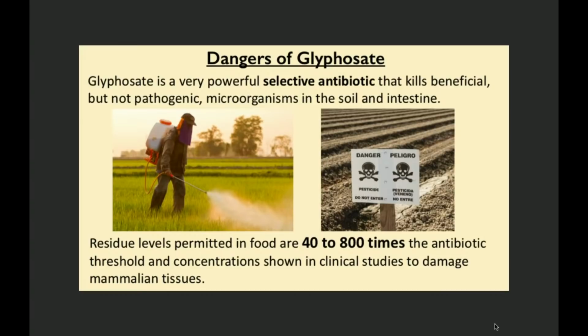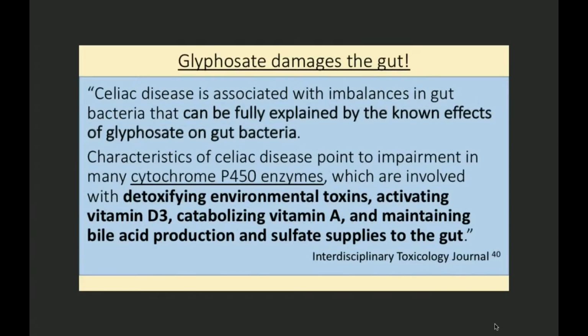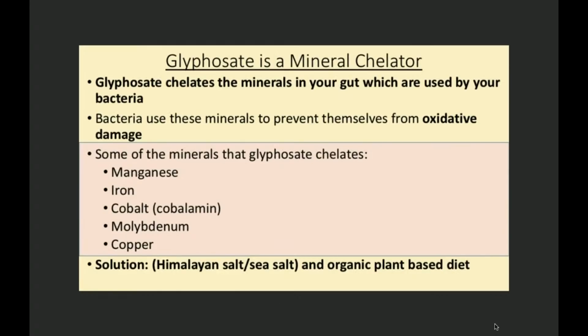Glyphosates. This is a powerful antibiotic. This means every non-organic bread in America is going to have this stuff sprayed on it because you increase production about 20%. Celiac disease associated with imbalances in gut bacteria can be explained by the known effects of glyphosates. Interdisciplinary Toxicology Journal. Glyphosate is a mineral chelator. Remember, you cannot utilize vitamins if you don't have minerals, and this chelates or draws the minerals out of your system and destroys the normal gut bacteria.